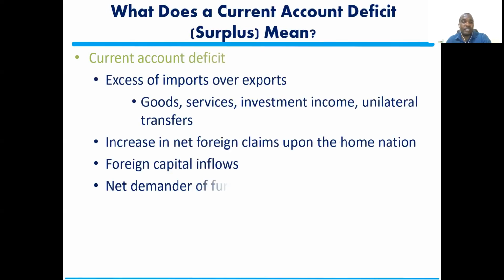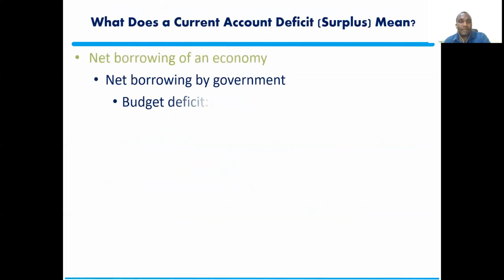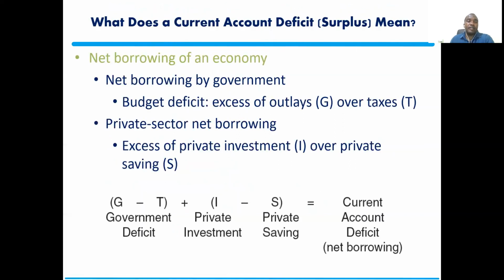A current account deficit is associated with an excess of imports over exports in terms of goods, services, investment income, and unilateral transfers. Increase in net foreign claims upon the home nation, foreign capital inflows, net demand for funds from abroad, worsening of the home nation's net foreign investment position because of the current account deficit. Net borrowing of an economy.